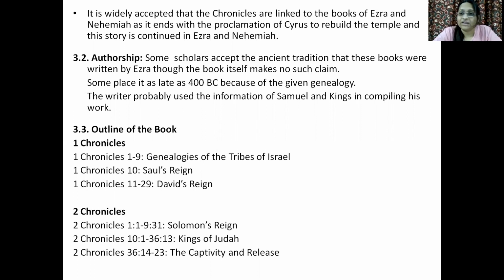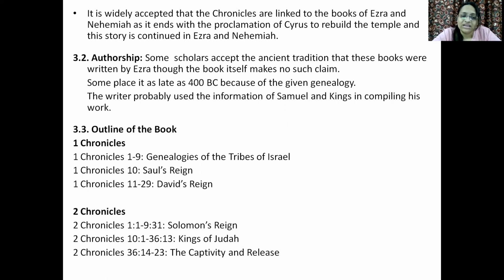Okay, so let's look at the authorship. Who wrote the book of Chronicles? Some scholars accept the ancient tradition of the Jews that Ezra wrote the book, but the book doesn't have any claims as to the author. In some places, it is said that it was written as late as 400 BC because of the given genealogy. But the writer probably used the information provided by Samuel and Kings in compiling his work. So there is no fixed claim that Ezra wrote it, but it is a probability. Most probably, Ezra wrote it.